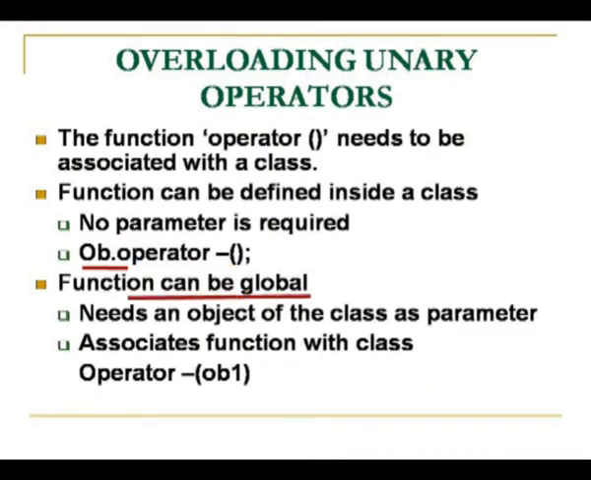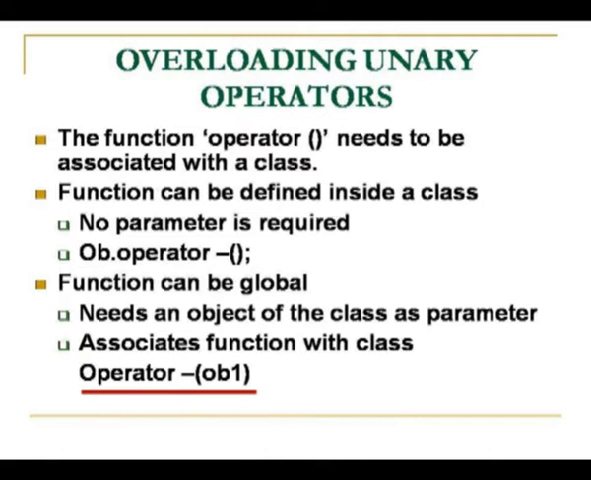If the function is global in nature, then you need an object of the class as a parameter, and that is how you associate it with a class, and the example is this. So, in between these two functions, the operator is the same, the symbol is the same, the only thing is here you have an object as a parameter and here you are not having any arguments.